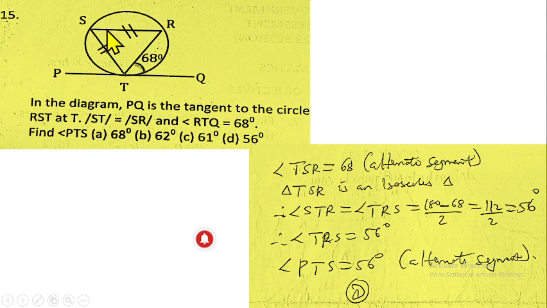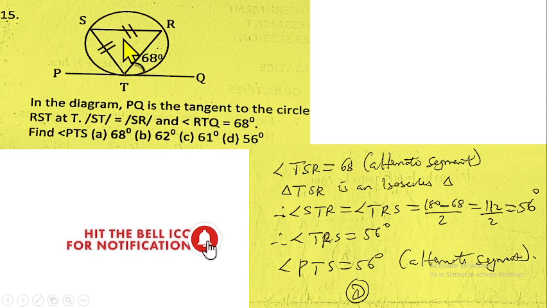So this is 68 degrees. Then if this angle is 68 degrees, the triangle TSR is an isosceles triangle because two sides are equal. So the two base angles are equal. Base angles of an isosceles triangle are equal. So this angle here is equal to this angle here. Now that this angle is 68 degrees, you can remove it from 180, then whatever you get, you divide by 2. So that will give us 56 degrees.